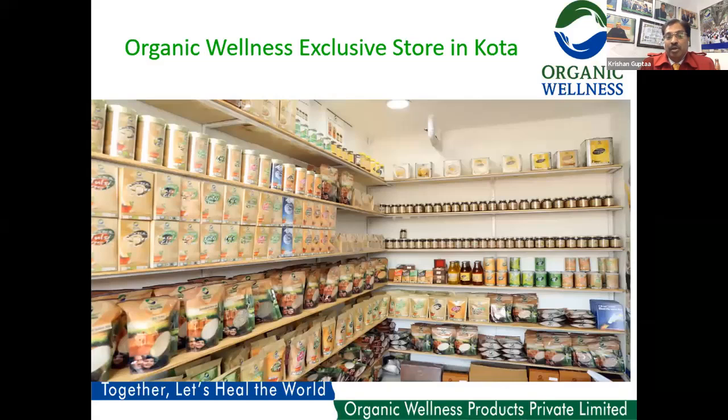This is the look of a store from inside. This is just a 6 feet by 6 feet Organic Wellness store being operated in a city called Kota in Rajasthan by a woman entrepreneur. You can see how beautiful the product range looks. You can see how beautiful the store looks. And no wonder these stores are profitable from day one.